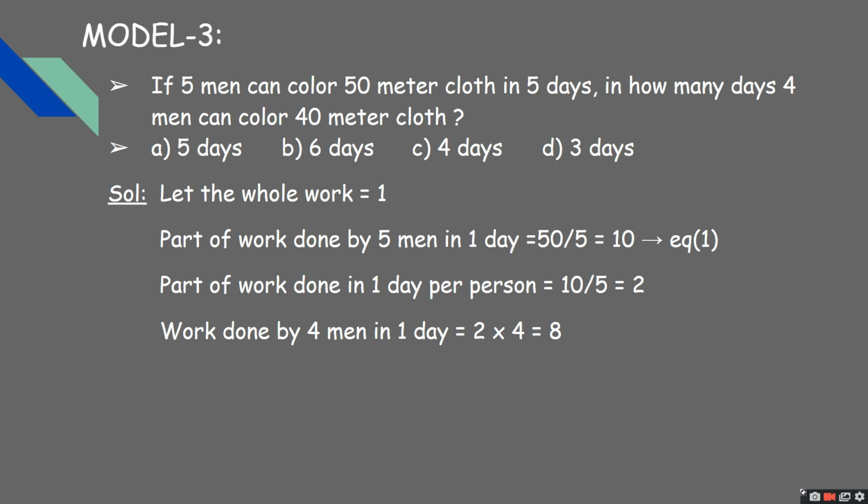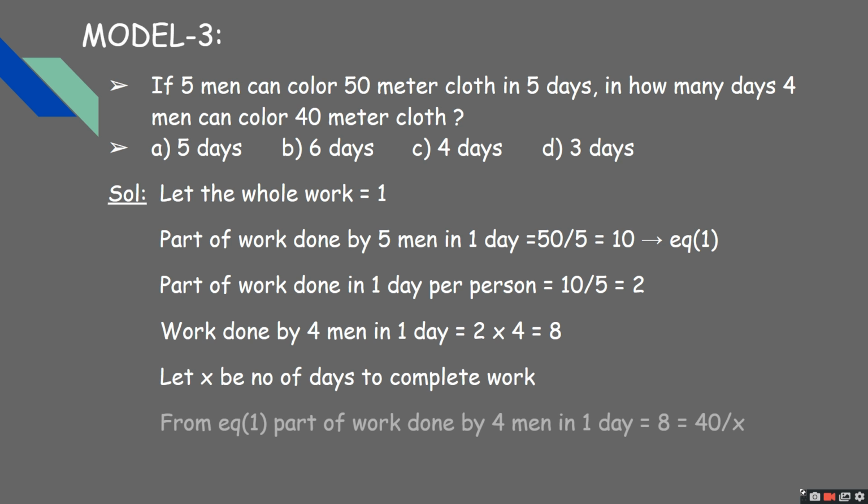Similarly, the part of work done in 1 day by 4 persons is 4 into 2, that gives 8. Let x be the number of days to complete the work. From equation 1, it is known that the part of work done in one day equals the quantity of work divided by the number of days. That implies 8 equals 40 by x. x equals 40 by 8, which gives 5 days.